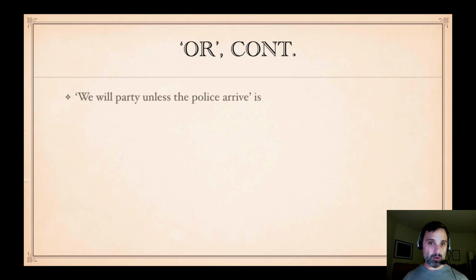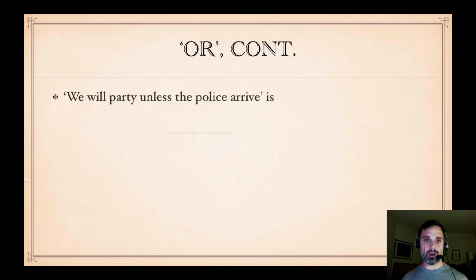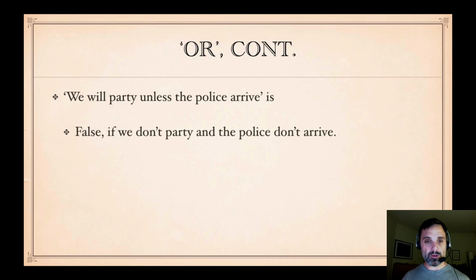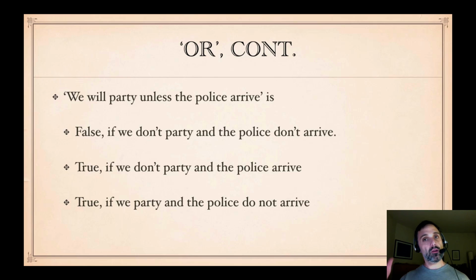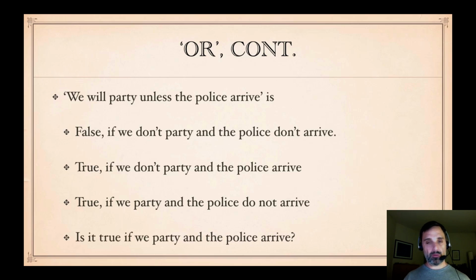So to summarize, we will party unless the police arrive is false if we don't party and they don't arrive. True if we don't party and they do arrive. True if we do party and they don't arrive. So in those three cases, the unless and or agree. What about the last case? Is it true if we party and the police arrive? So the answer needs to be yes if unless is or, and indeed if the answer is yes, then we can symbolize unless as or, because then it would agree in all four cases with or.